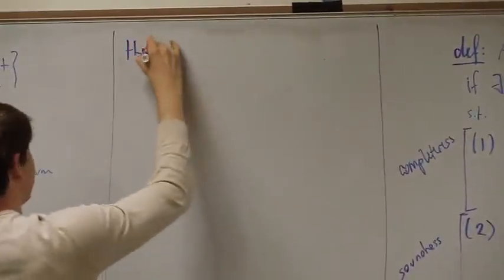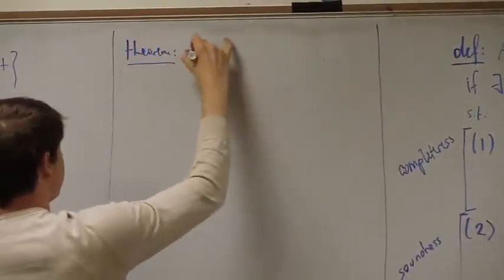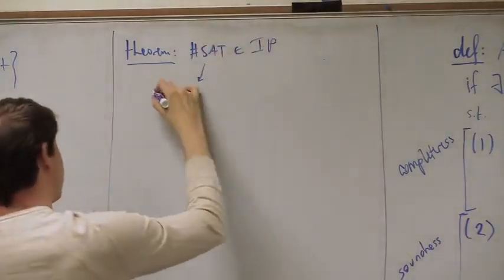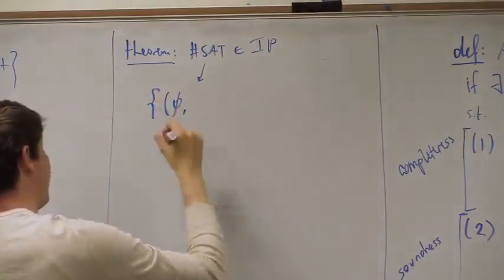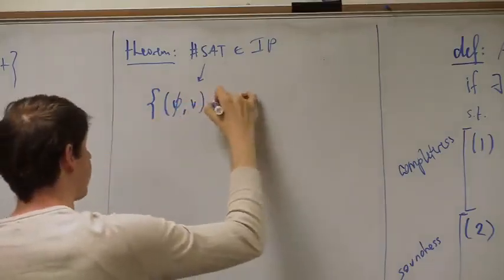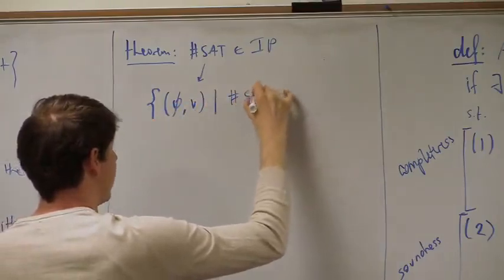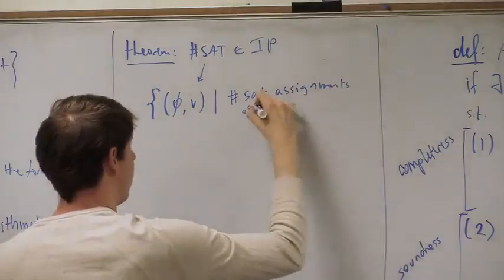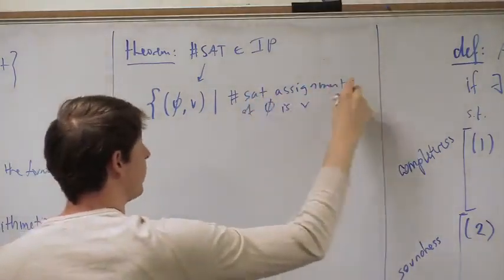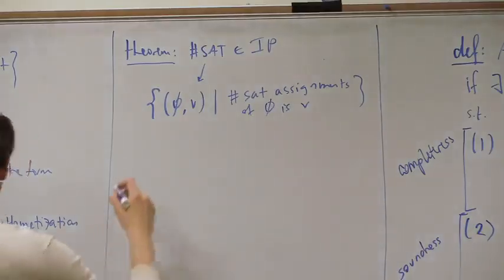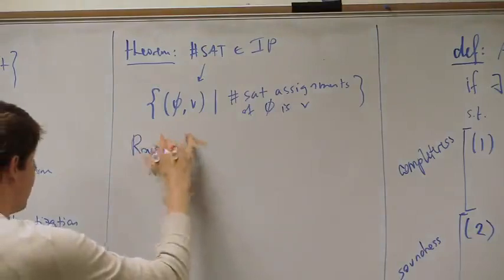So in fact, one can prove that sharp-sat is in IP, and sharp-sat is the language of pairs phi, let's say v, such that the number of satisfying assignments of phi is v. Okay? Notice that this problem is strictly harder than sat and not sat. And the rough idea is actually basically similar.